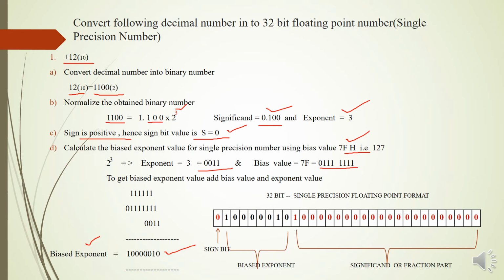It is the total format. In that, bits 0 to 22 are your significand part. Start filling it from the 22nd bit: 100. The remaining bits are all considered as 0. And this is your biased exponent value from the 23rd bit to the 30th bit. The last is the sign bit, substitute it as a 0. This is the 32-bit single precision floating point number for the given decimal number plus 12.